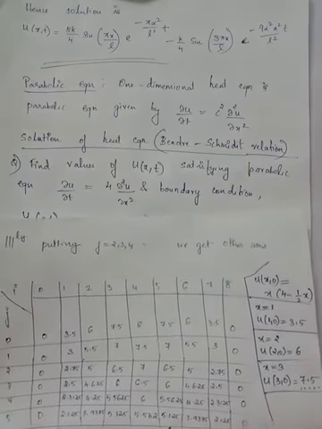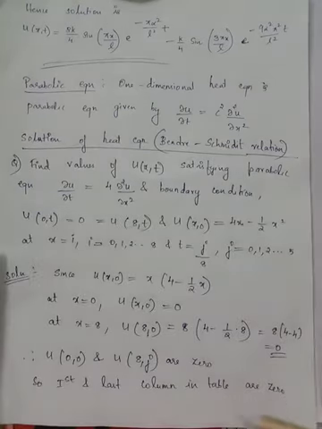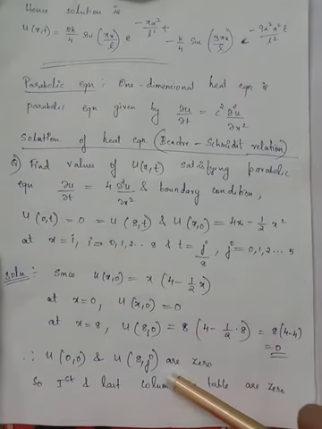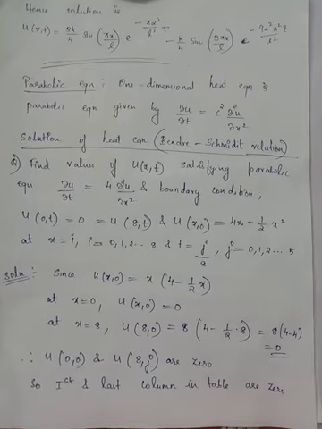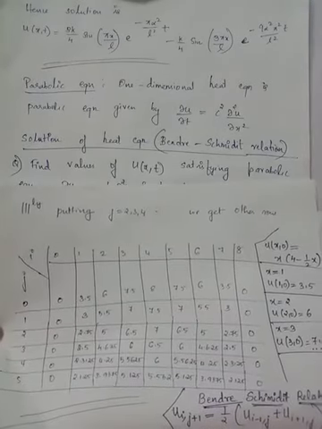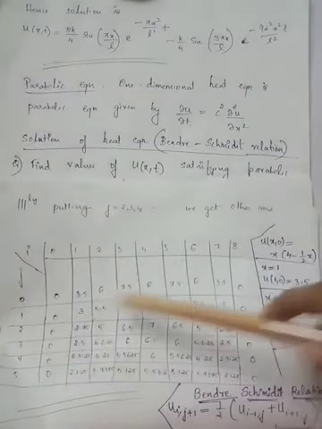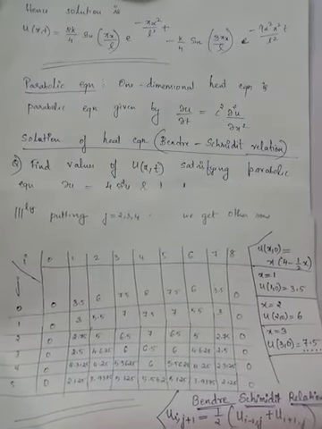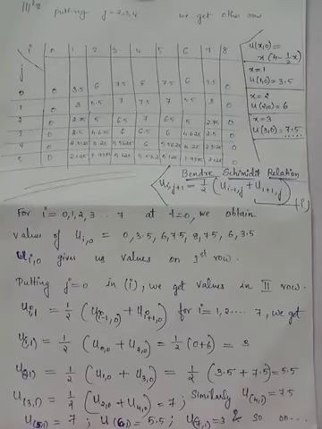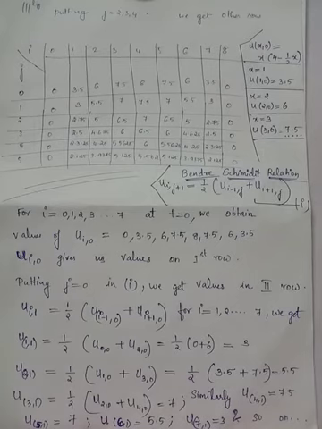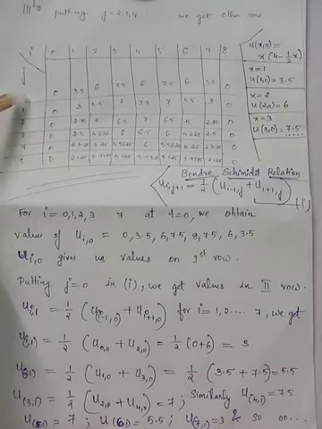Since we have evaluated that u of 0,j and u of 8,j are 0, which corresponds to the first and the last column of the table, because i equal to 0 corresponds to the first column and i equal to 8 corresponds to the last column, all the answers are 0. Let's find out the entries in the first row. The first row corresponds to the value j equal to 0.